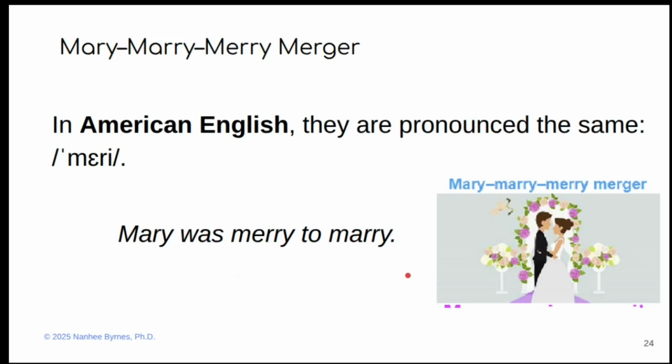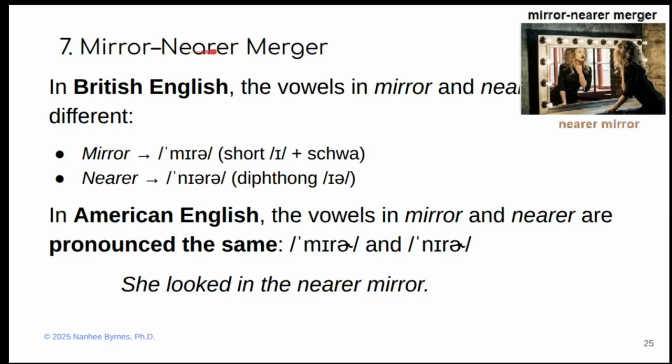Another merger is with mirror and nearer. In British English, the vowels of mirror and nearer are different. Mirror has an I, while nearer has a diphthong of ia. But in American English, the vowels in mirror and nearer are pronounced the same, as both are realized as mirror and nearer. This is called the mirror-nearer merger.